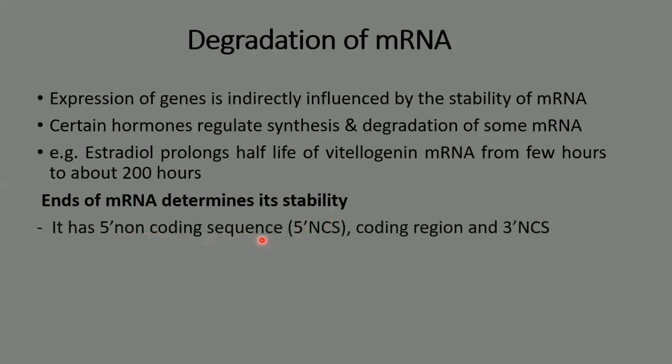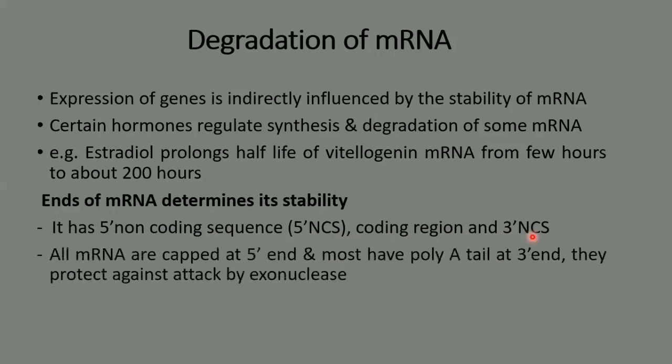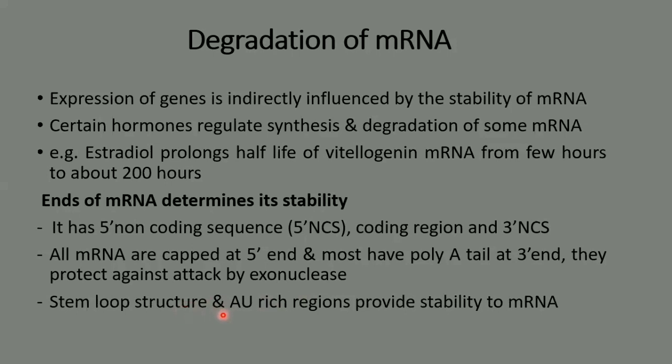It has 5' non-coding sequence, coding region, and 3' non-coding sequence. All mRNA are capped at 5' end, and most have poly A tail at 3' end. They protect against attack by exonuclease. Stem loop structure and AU-rich regions provide stability to mRNA. At the translation level also, one example is ferritin synthesis, which is regulated at the level of translation. So that was about regulation of gene expression in eukaryotes.